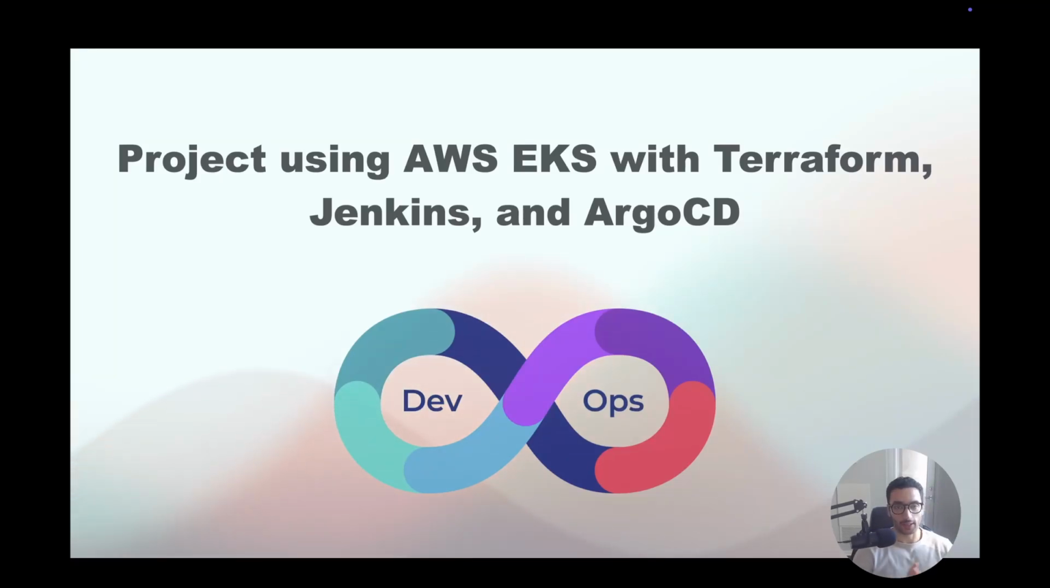Today we will be implementing a project using AWS EKS with Terraform, Jenkins, and ArgoCD. This is a very technical project. We'll do a step-by-step implementation, all the configuration. Let's dive into it. Before we start, there are four main concepts that you need to be familiar with.